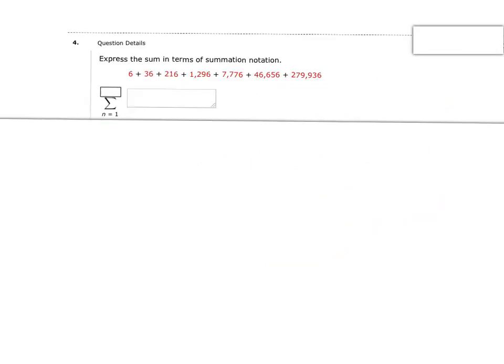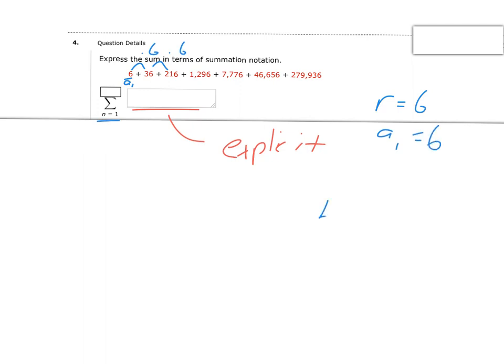All right, next up here, we're needing to write this in sigma notation. So I'm going to need an explicit formula in here that describes this sequence. And so I see that this is geometric. I do see that the pattern here is times 6. And you see that every time it's times 6, so that means r is 6. I also see here that by definition, this needs to be a sub 1 because it says we're starting off with the first term. So I'm going to say that a sub 1 is 6 as well. And so I'm going to say a sub n equals 6 times 6 to the power of n minus 1. So that's going to go here.